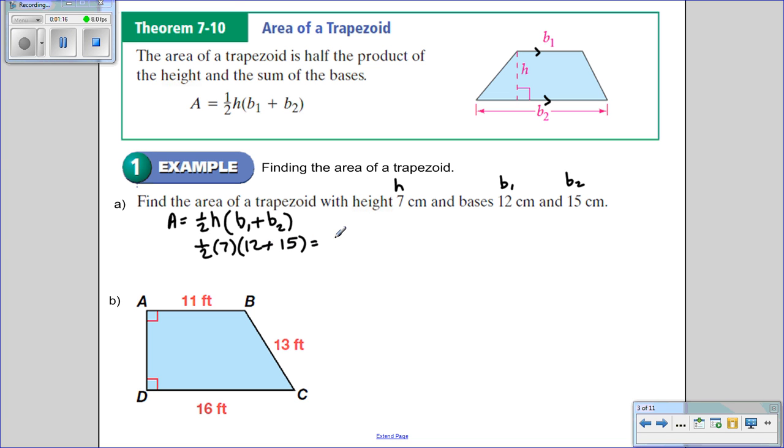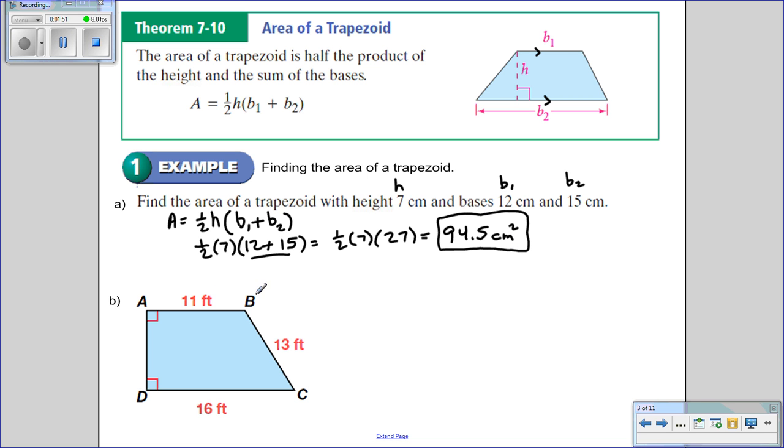So I'm going to go ahead and calculate this out. Now the first thing we're going to have to do is inside the parentheses, we have half 7 times 12 plus 15, which is going to be 27. And now I can multiply these all the way across. So half 7 times 27 gives me 94.5 centimeters squared. So that one's very straightforward.